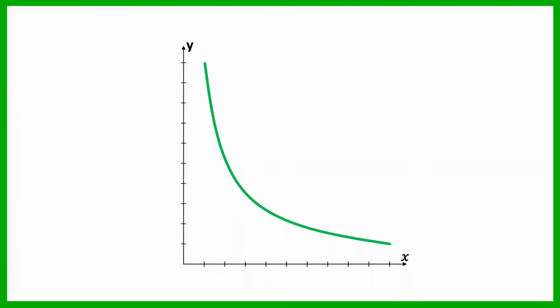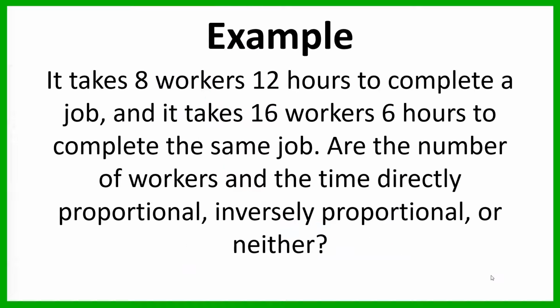And the reason is because y cannot be equal to 0 and x cannot be equal to 0. Okay, so that's what your graph would look like. If you were to represent the relationship between these two variables, it would look like that. Okay, so now let's have a look at an example.